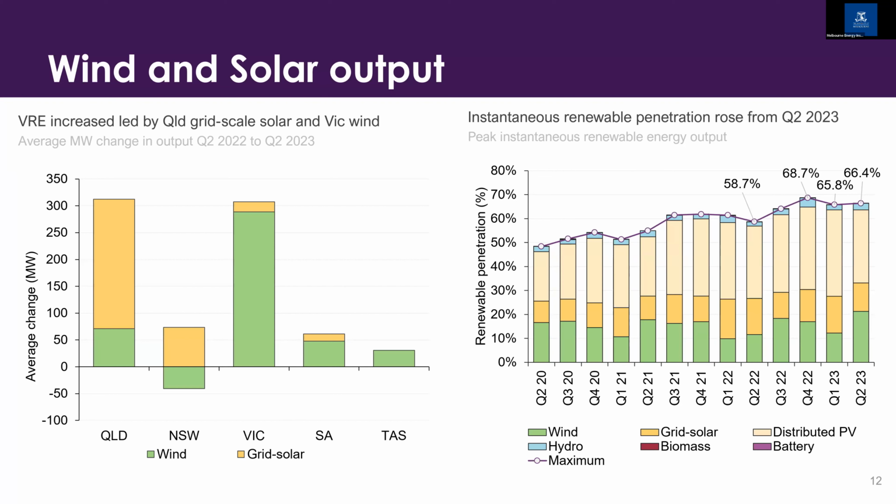Hi, the drop in wind in New South Wales, did some turbines burn down? Did someone turn the wind off or some other reason? It's a good question. Trying to think off the top of my head. Yeah, I think it was just lower capacity factors, so lower wind speeds.